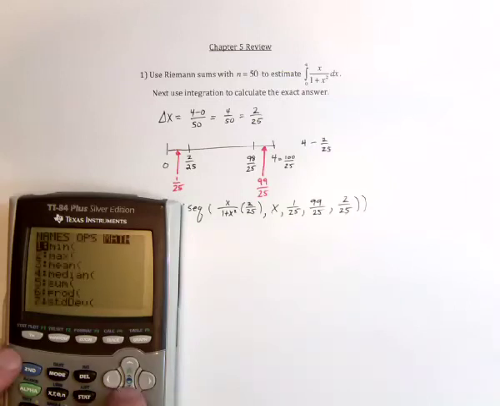So the list, math, sum, list, operations, sequence, and then I've got to be a little bit careful. x divided by parentheses 1 plus x squared gets multiplied with 2 divided by 25, with x going from 1 25th to 99 25ths in increments of 2 25ths.